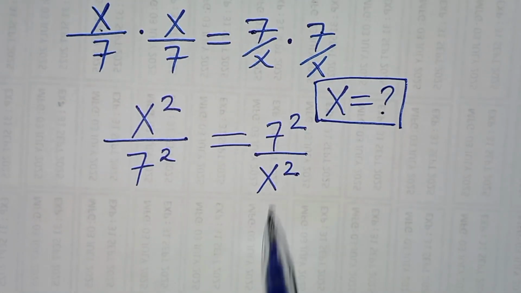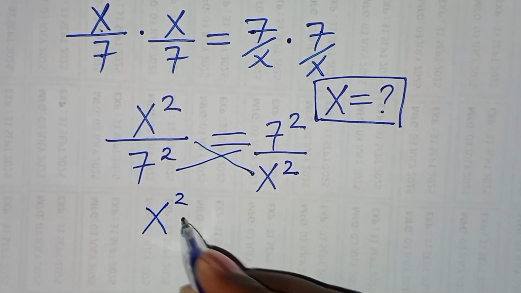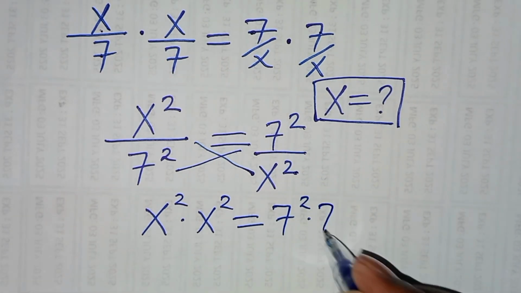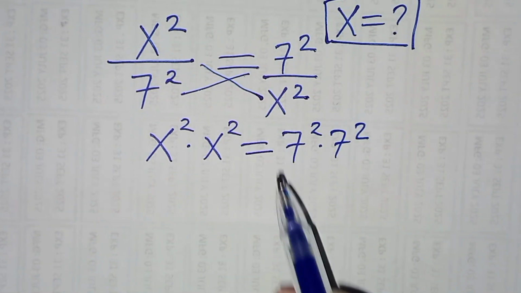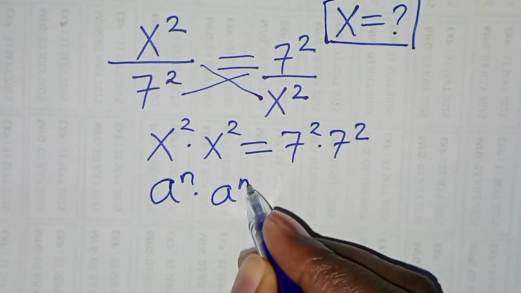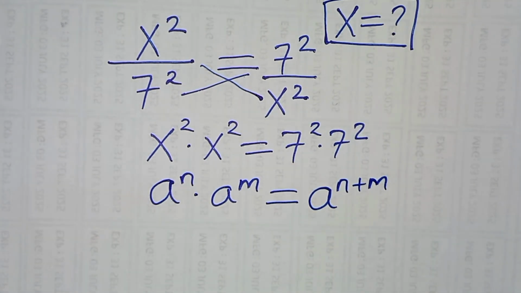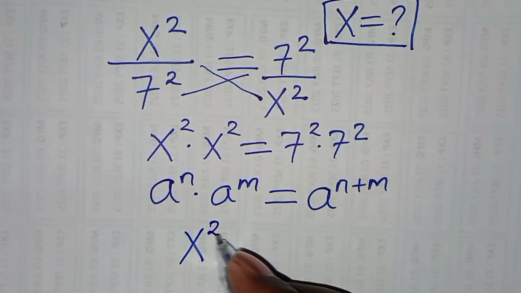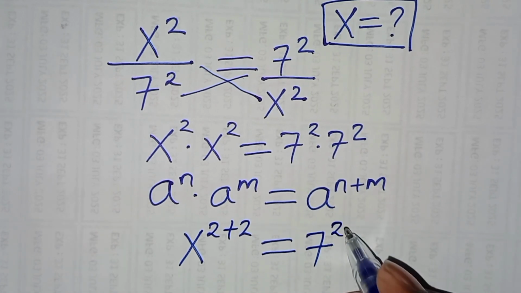Now from here, let's cross multiply so that we will have x to power 2 times x to power 2, which is equal to 7 to power 2 times 7 to power 2. Now we find that x to power 2 times x to power 2 is in the form of a to power n times a to power m, which we can express as a to power n plus m. Applying this exponent property here, we'll have x to power 2 plus 2, which is equal to 7 to power 2 plus 2.